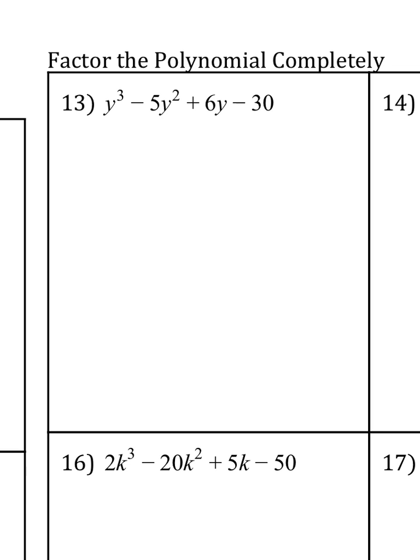Let's take a look at this example. We have y cubed minus 5y squared plus 6y minus 30. So looking at this, we can use factoring by grouping. So we're going to group the front two and the back two terms together.